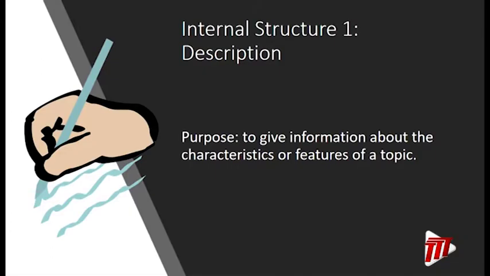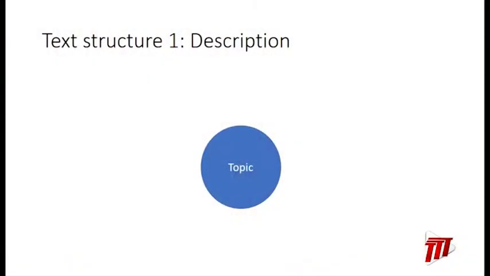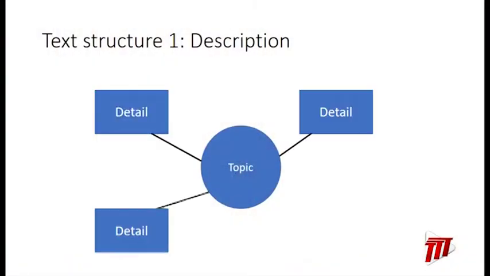So let's get on to our first structure, which is description. The purpose of the description internal text structure is to give information about the characteristics or features of a topic. Because that's what describe means, to give more information about something. If a writer is choosing this type of internal text structure, he or she will have a topic and will talk about details related to that topic.